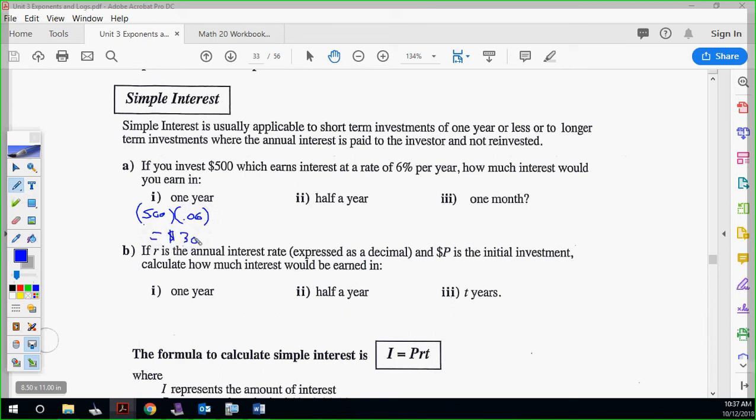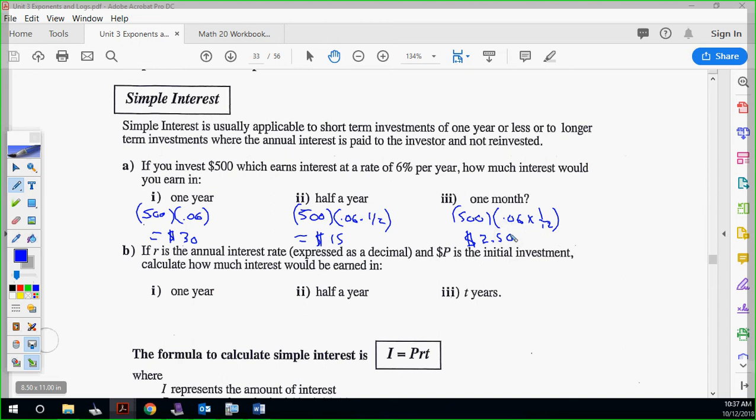Okay, for half the year, you do 500 times 0.06 times 1/2. So you only get half that percent. You only get 3%. So then that would get you the $15. And then for 1 month, you do 500 times 0.06 times 1/12. And so then that would be $2.50. Yeah, a lot of money. Get yourself a cup of coffee. Okay.